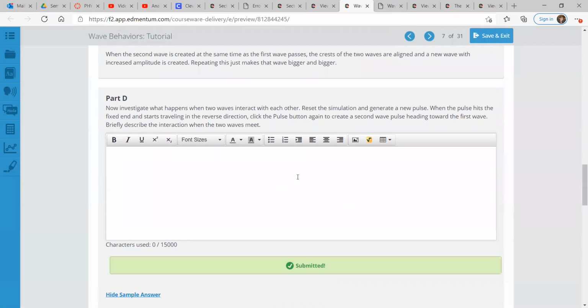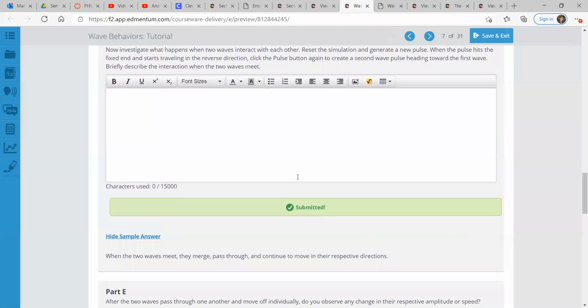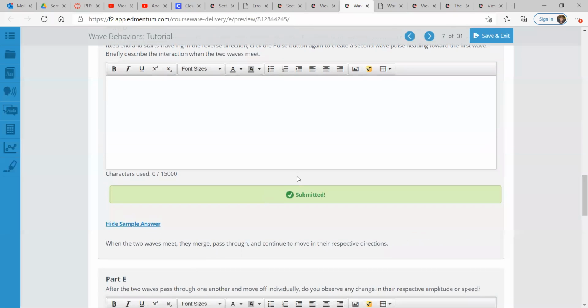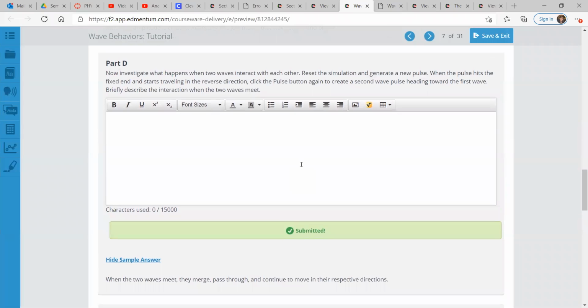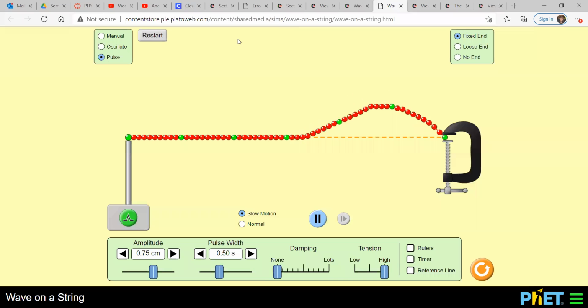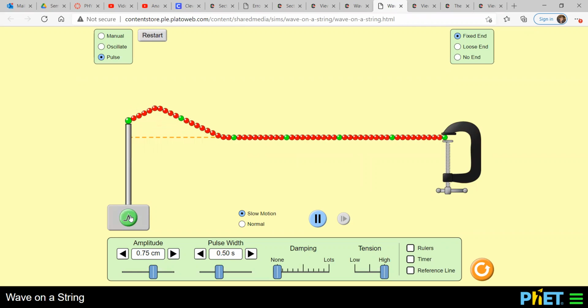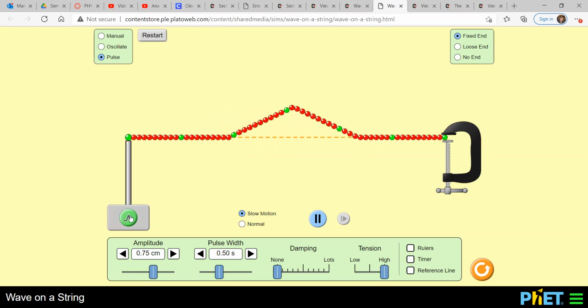And then last part, well, not quite the last part. When the two waves meet, they merge and pass through. When the pulse hits the fixed end and starts traveling in the reverse direction, click the pulse button again to create a second wave pulse heading toward the first wave. Okay, so restart. So start one, wait until it reverses, and then do another.